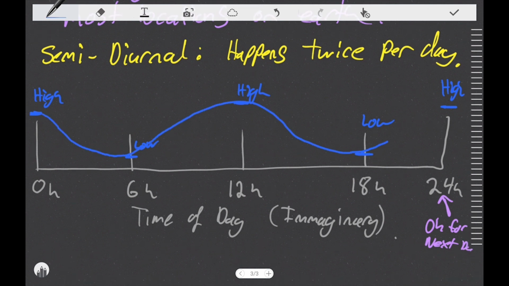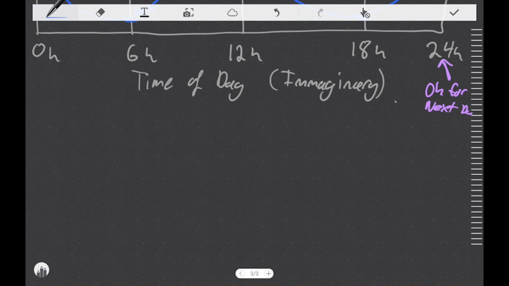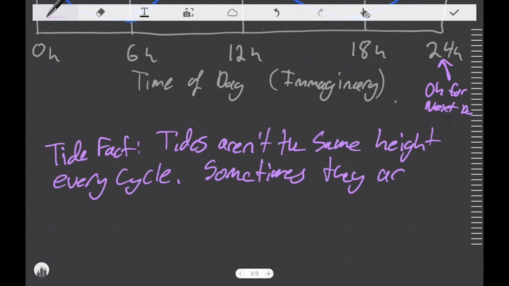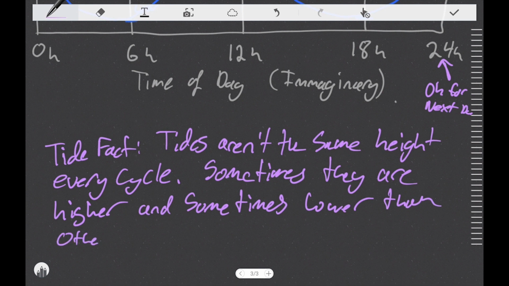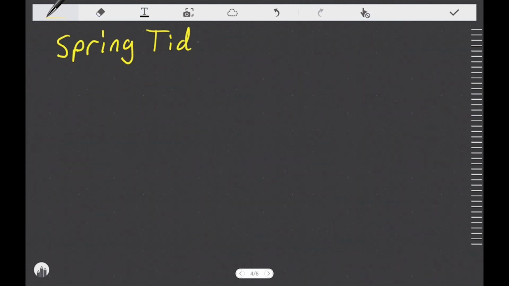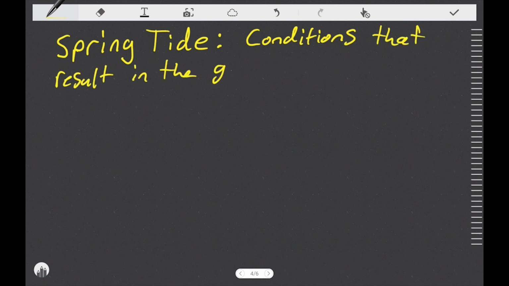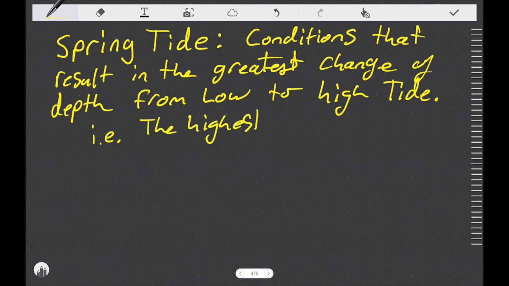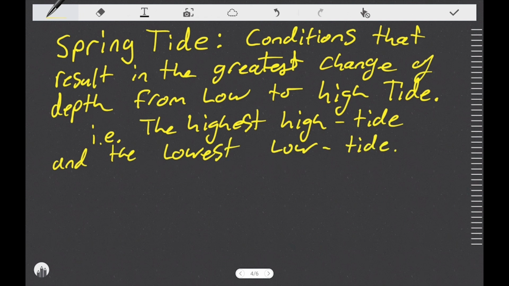And we would expect to see another high tide. And I'm going to tell you another tide fact now. So tides are not always going to be the same height in every cycle. Sometimes they're going to be higher and sometimes they're going to be lower. So with that fact, we're going to define a couple more terms. The first of which is spring tide. And a spring tide is when we have conditions that result in the greatest change of depth from low tide to high tide. What this means is that we'll have the highest high tides and the lowest low tides when we're experiencing a spring tide.